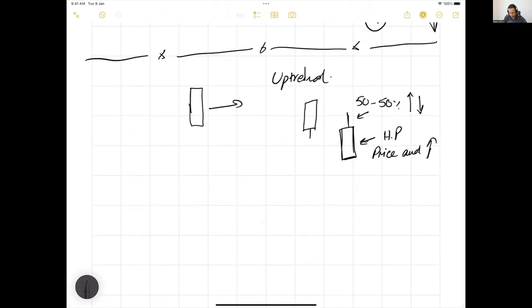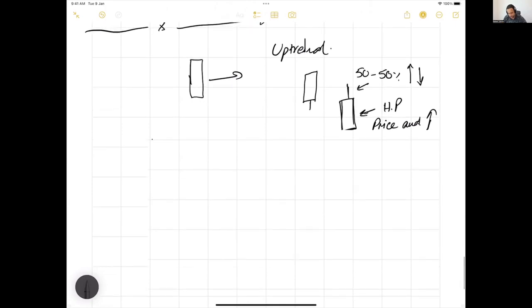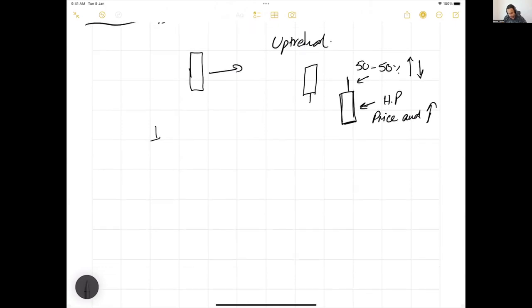Now, in the opposite way, let's say that you have a bearish candle and it closes with no wick on the top. You have a bearish candle that closes with no wick on the top. This means there's still a 50-50 probability that price can either move up or it can move down.